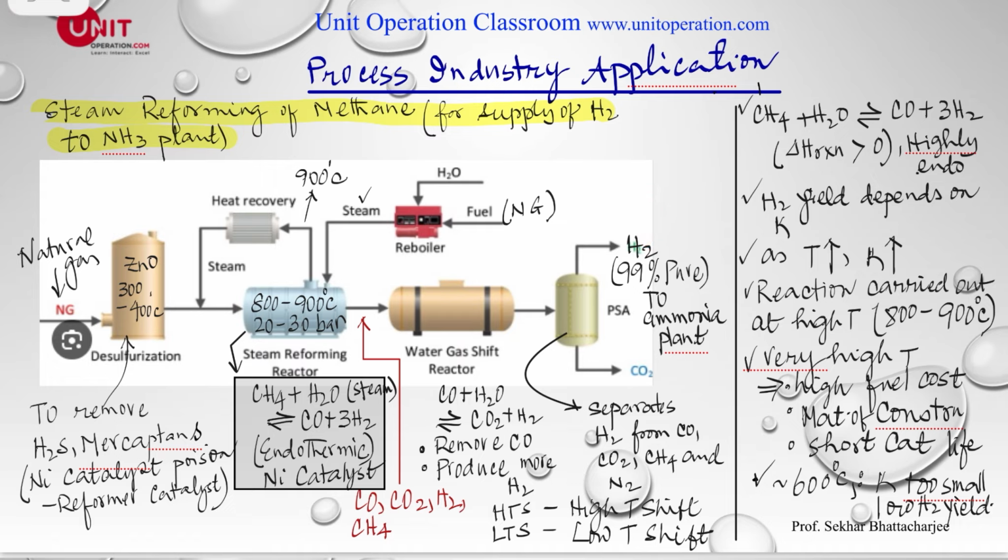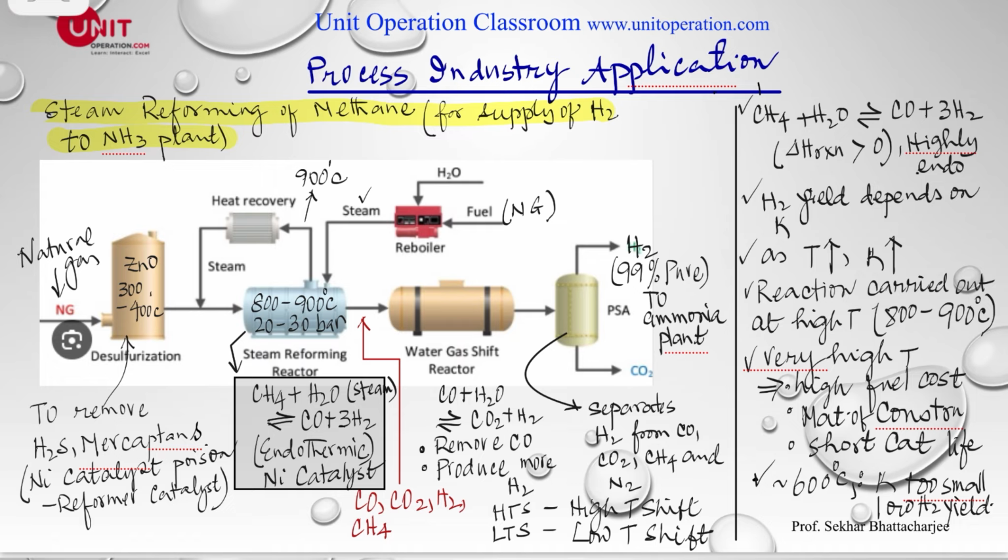So again, this is an endothermic reaction here. Hydrogen yield, of course, depends on the value of K, so it is equilibrium limited. So for an endothermic reaction, we know as we increase the temperature, the K value increases. So to get a good yield of hydrogen, of course, we need to have as high a temperature as possible. So the reaction is carried out at a pretty high temperature.